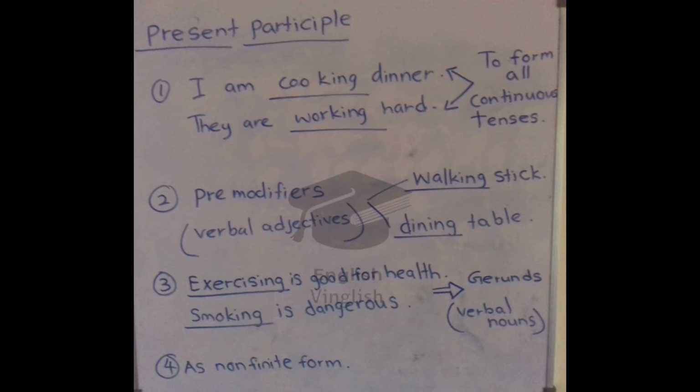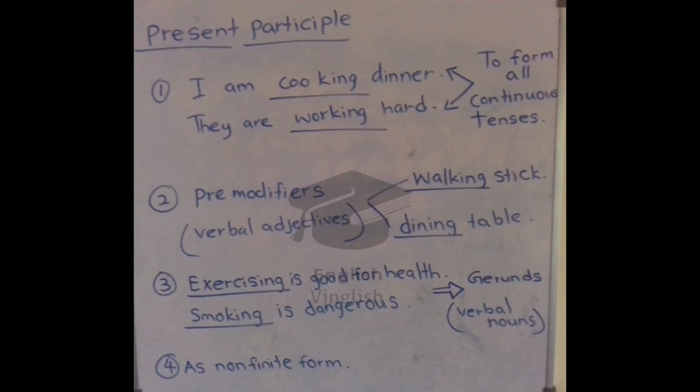Next one, present participle, the ing formations, right? So with all continuous tenses, present continuous, past continuous, future continuous, in all those continuous tenses we have to use the verb with ing. See the examples. I am cooking dinner. They are working hard, right?